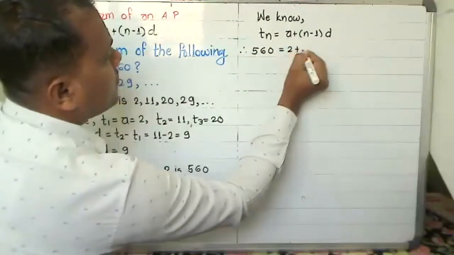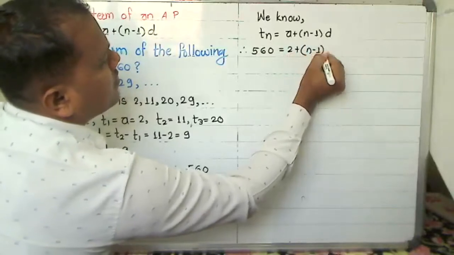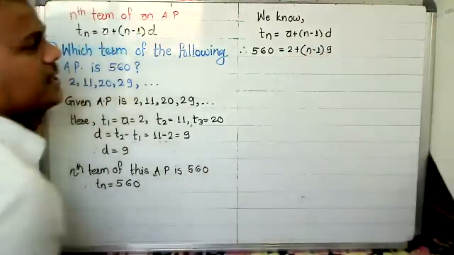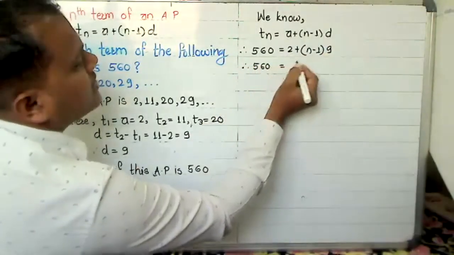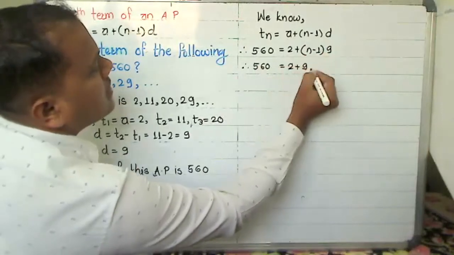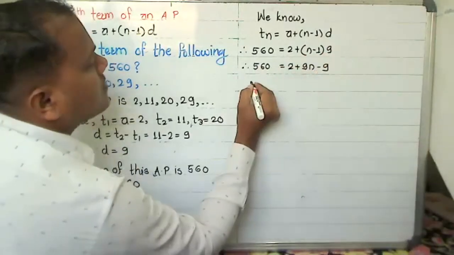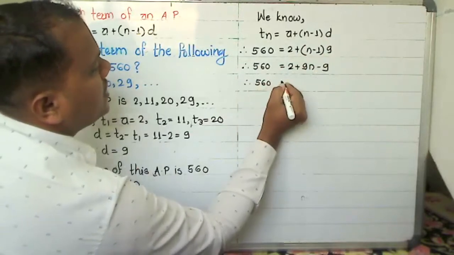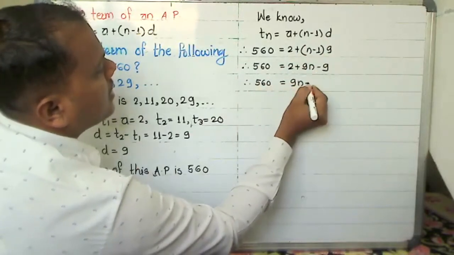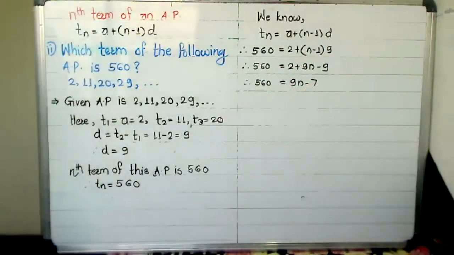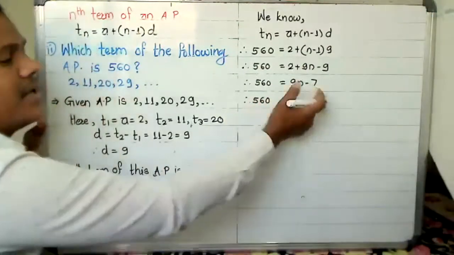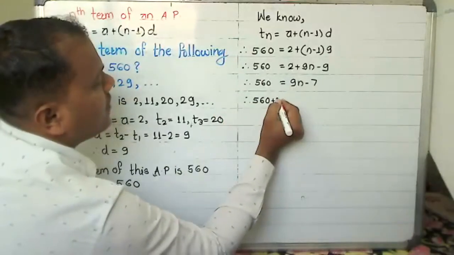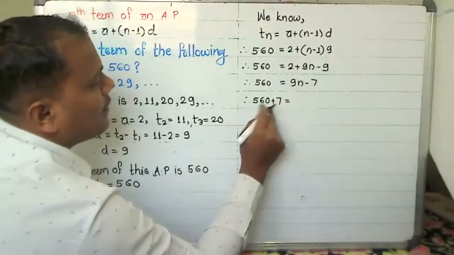The value of A is 2, plus n minus 1 into the value of D, which is 9. So therefore 560 is equal to 2 plus 9n minus 9. So therefore 560 is equal to 9n minus 7. Shifting this minus 7 to the left hand side, it will become plus 7.